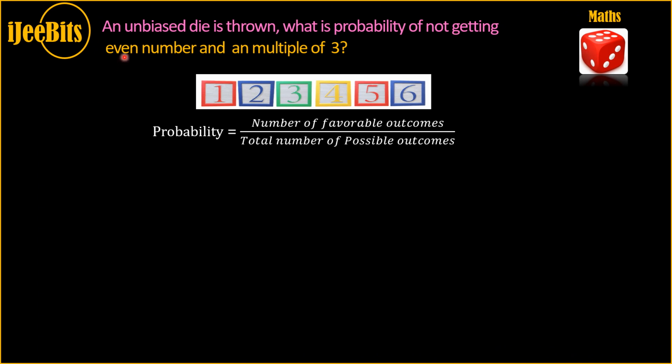Let's take a closer look. An unbiased die is thrown. What is the probability of not getting an even number and multiple of 3? That is the ask. So we have to do a little groundwork for this one. It is not difficult, but you need to understand it properly.